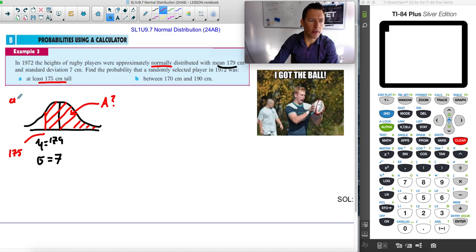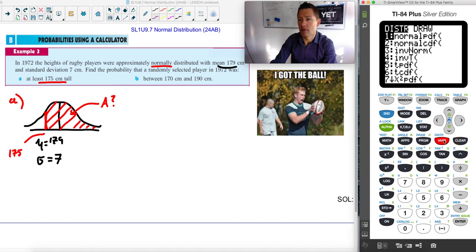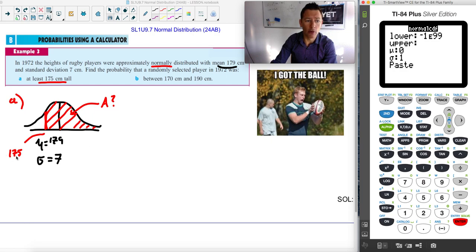Essentially, this is A. This sounds like normal CDF to me. If it was PDF, it would find the probability of getting people exactly 175 centimeters tall. And that's not what I want. I don't want exactly, I want at least, I want bigger than 175. So I'm going to try normal CDF, like that. And now I want my lower limit to be this 175. And I want my upper limit to be as big as possible, right?